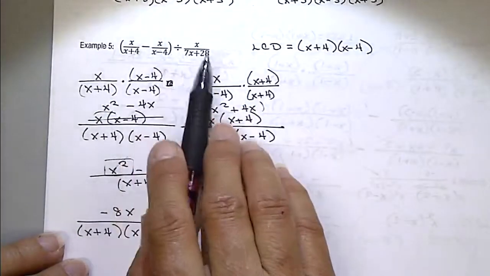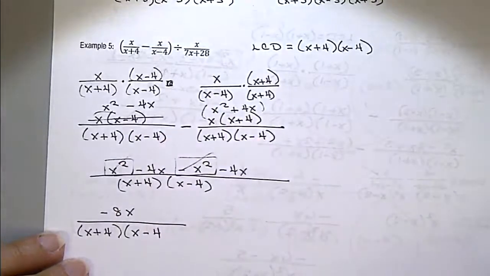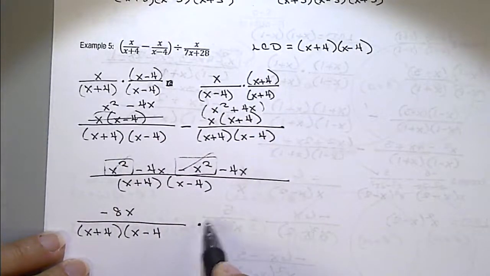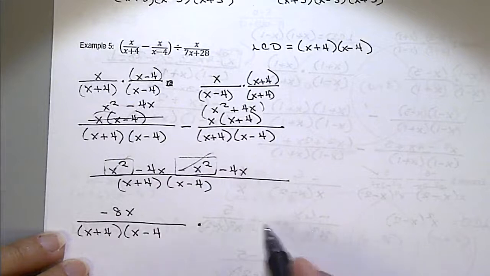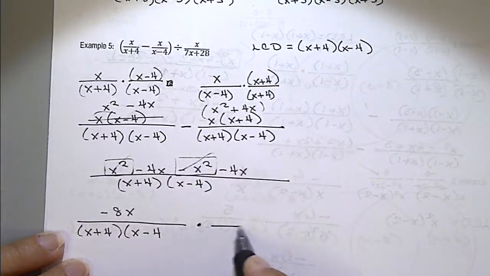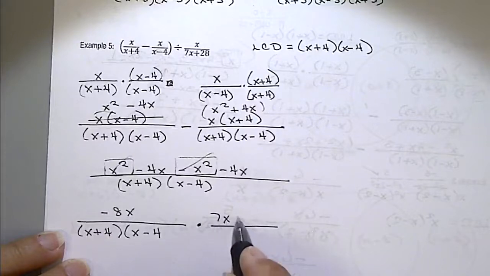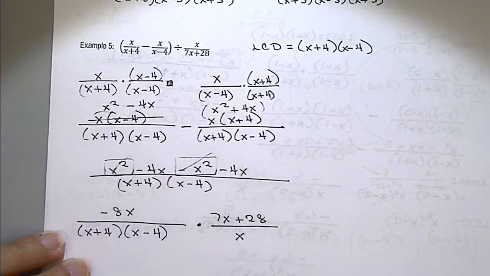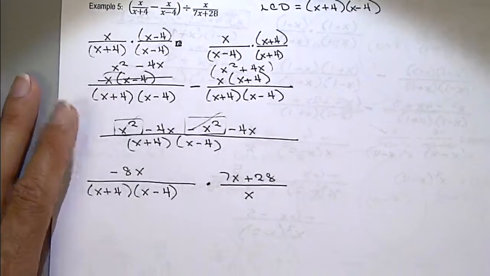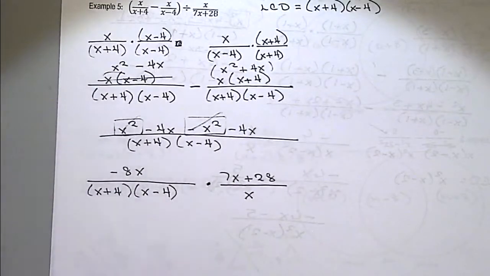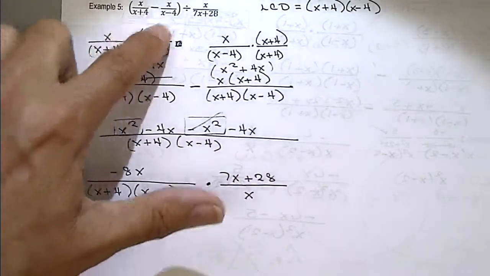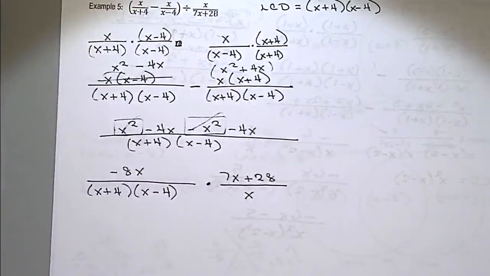We still have to divide by this fraction over here, which is the same as multiplying by the reciprocal, right? So I'm going to do that. I'm going to put it down as multiply that times 7x plus 28 over x. Everybody with me? I've got it down to where it's two complicated fractions, but it's not three fractions anymore, right? And I'm down to multiplication of two fractions.